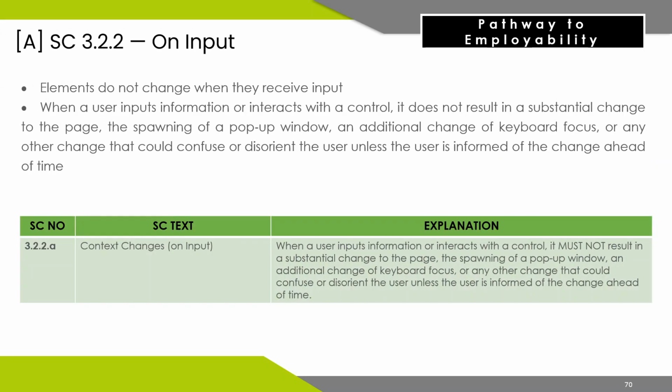The requirements for success criterion 3.2.2 on input are: 3.2.2.A Context changes, on input. When a user inputs information or interacts with a control, it must not result in a substantial change to the page, the spawning of a pop-up window, an additional change of keyboard focus, or any other change that could confuse or disorient the user unless the user is informed of the change ahead of time.